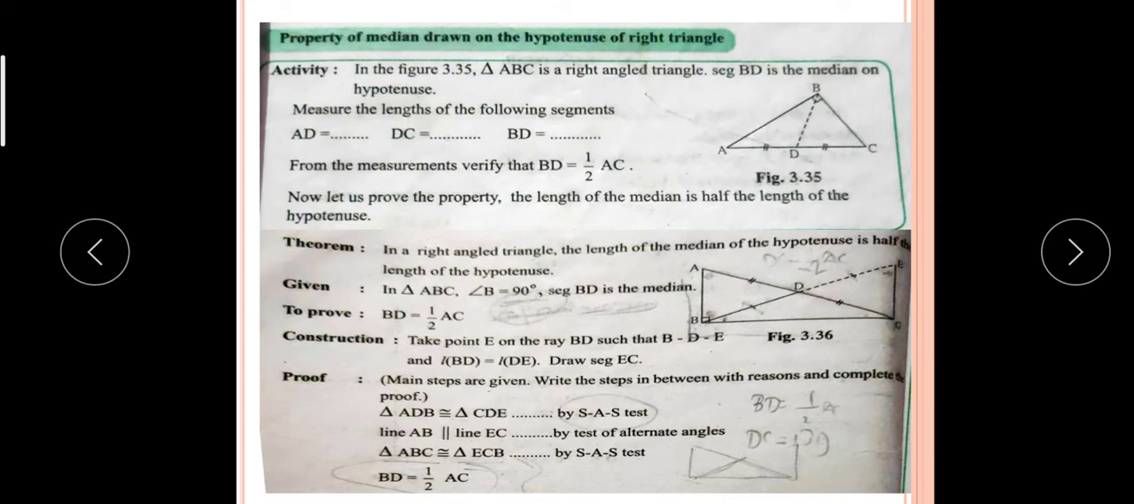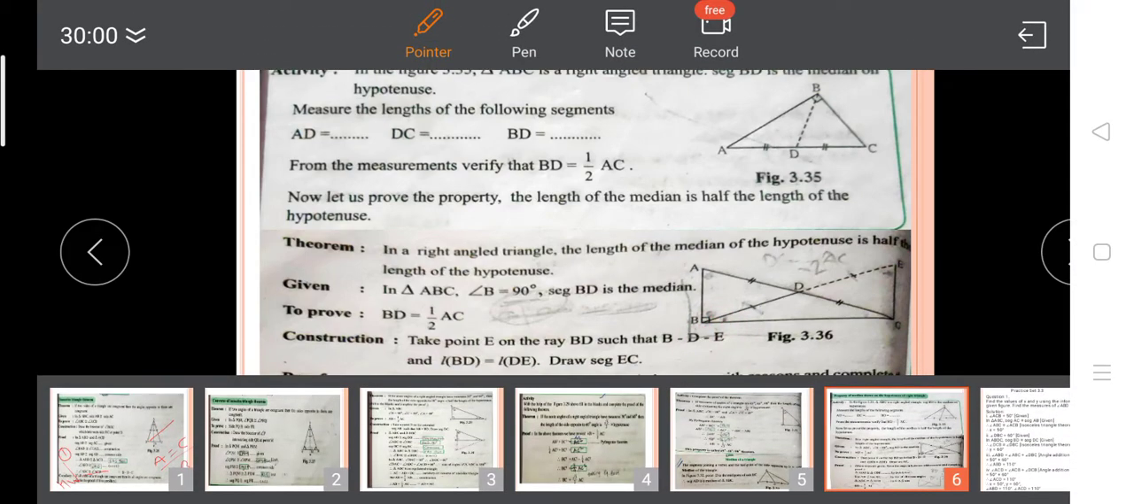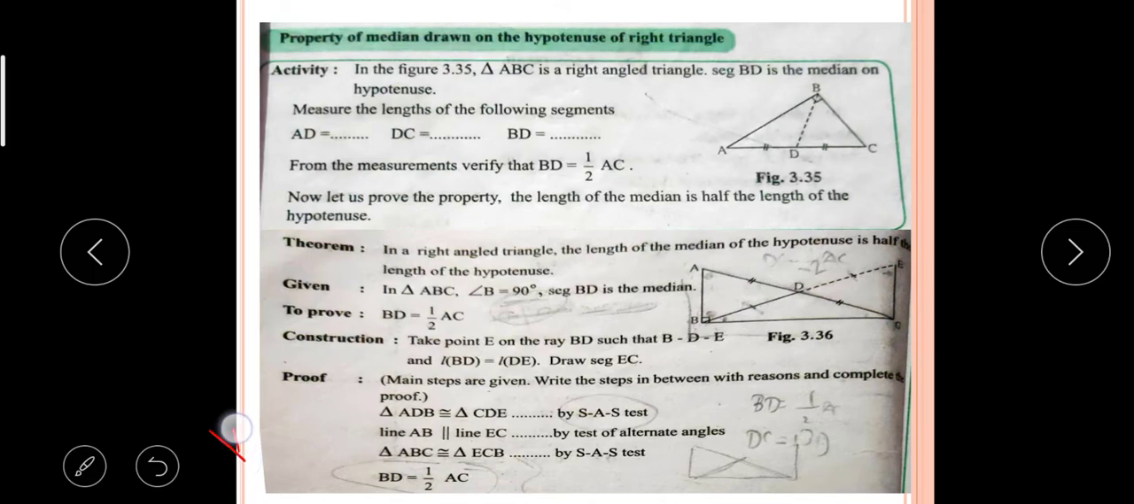Why? Because if these two triangles are congruent, then AC is equal to BE. But what happened? BD is equal to half of BE. It means that BD is equal to half of AC. Instead of BE, you can write AC, because AC and BE are equal. So, what is your homework? Homework is this in-between step. Complete the proof. I want you to write the complete proof and send it to me.